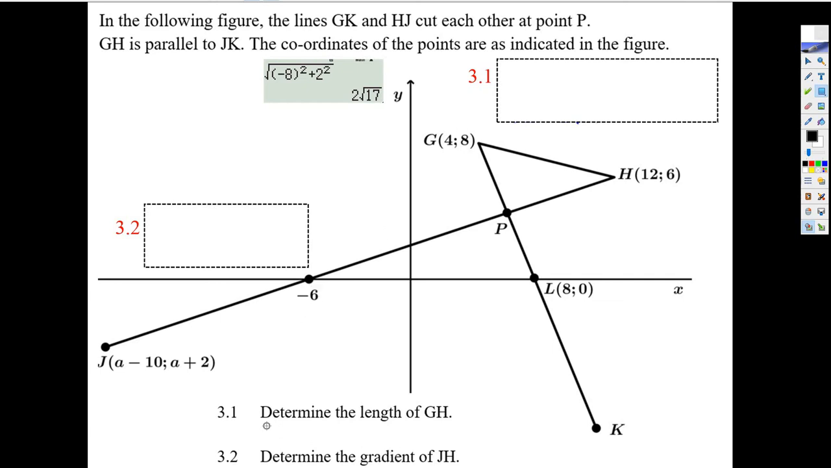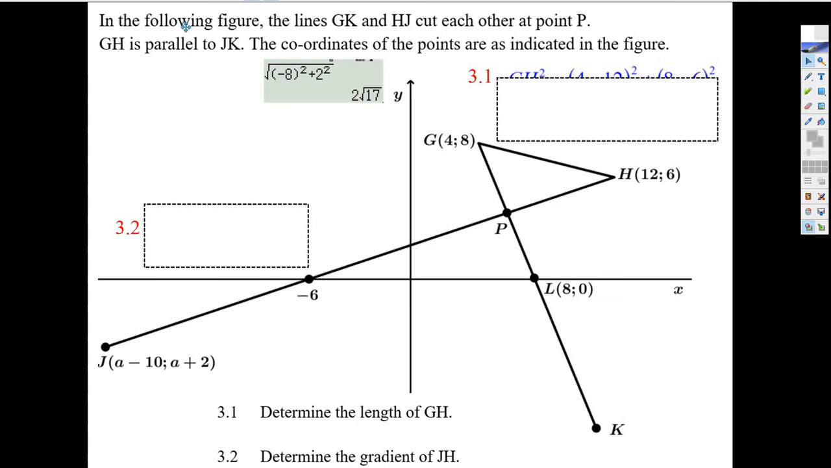Okay, let's just do this here. Determine the length of GH. Well, there isn't much to this. You just put it into the distance formula. The distance formula tells you to subtract the x coordinates, 4 minus 12, and square them. Subtract the y coordinates, 8 minus 6, and square them. So you get 8 squared and 2 squared, 64 plus 4, that's 68. The square root of 68 is 2 root 17. Okay, that's the first question.